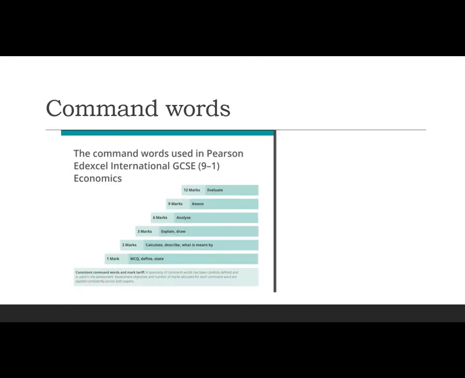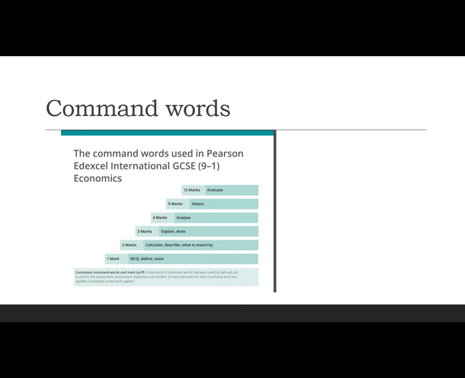Lastly, on the Edexcel specification, what they do show is that you need to know what the keywords mean. For example, you're going to have 12-mark questions, which are going to say evaluate something, or 9-mark questions, or 6 marks, or 3 marks. I may do a video later on about how to actually answer these types of questions, but it's very, very important that you know what all of these key command words mean, so that when you see them in your exam papers, you know exactly what you need to do and how to answer the question.